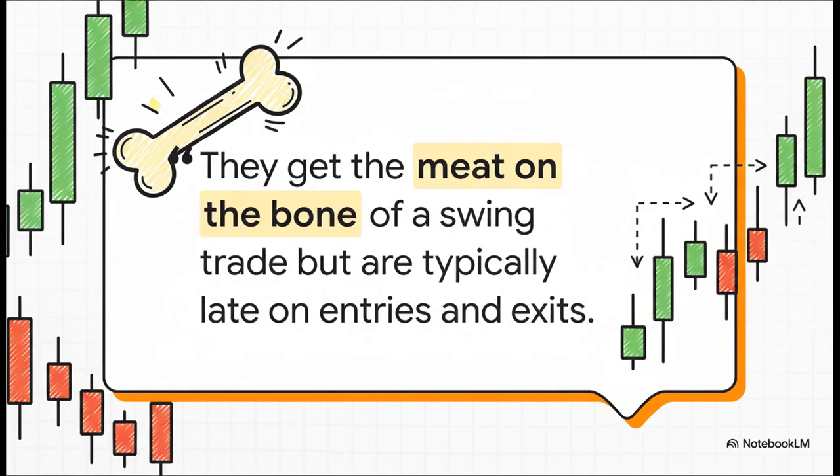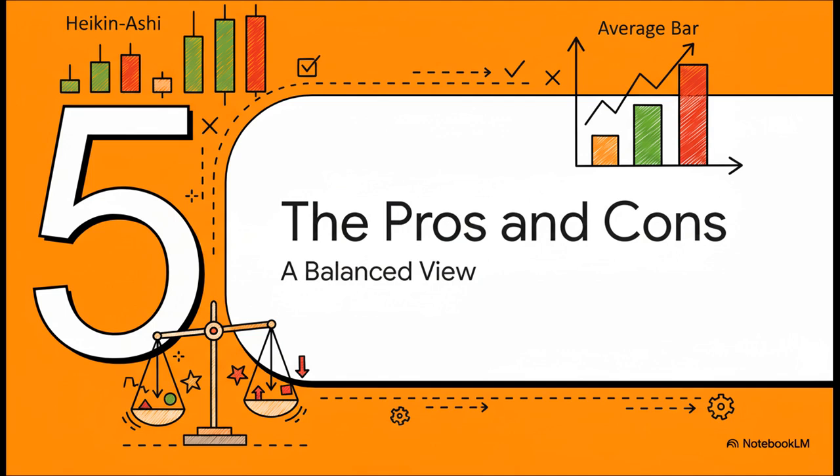But no tool is perfect. It's really important to know the trade-offs. As one trader named Michael says, Heikin Ashi is fantastic for capturing the meat on the bone of a big move. But because it's an average, it naturally lags a bit. That means you'll probably get in and out a candle or two later than you would on a standard chart. And that lag he mentioned brings us to a really important point.